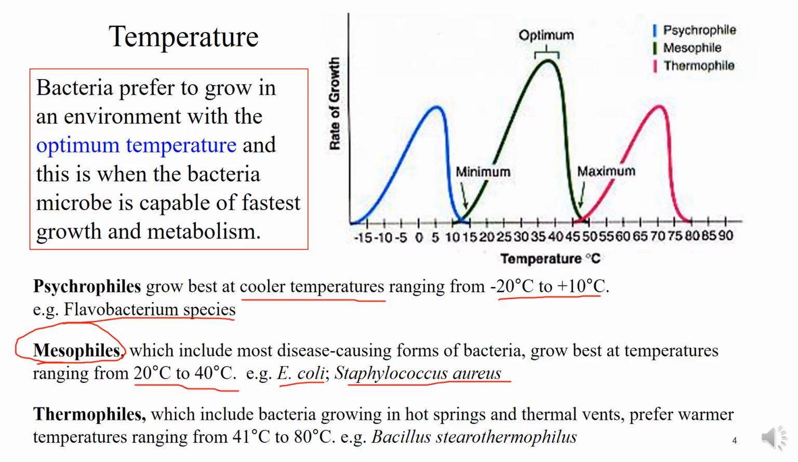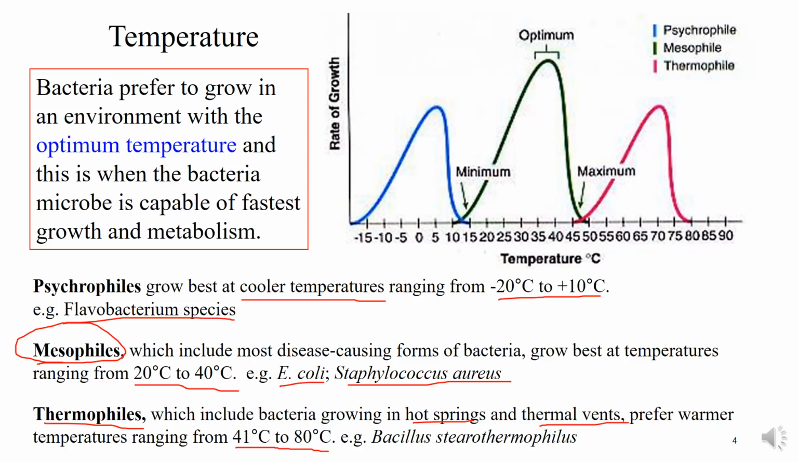Then we have the thermophiles. Thermophiles are bacteria that like to grow in very hot temperatures. For example, like the hot springs, thermal vents, and they grow at temperature range between 41 to 80 degrees Celsius. An example would be the Bacillus stereothermophilus.